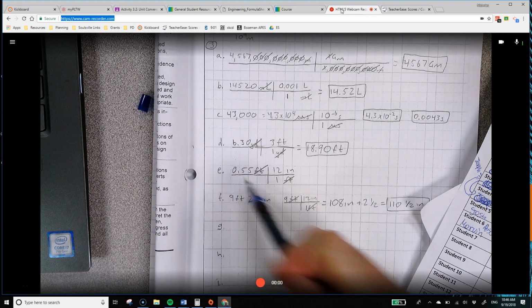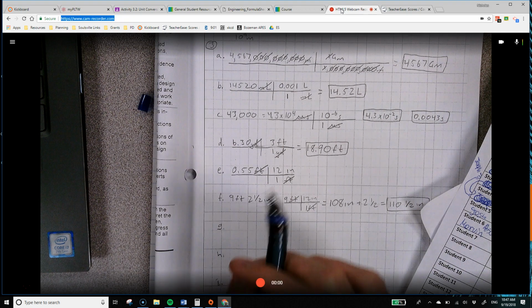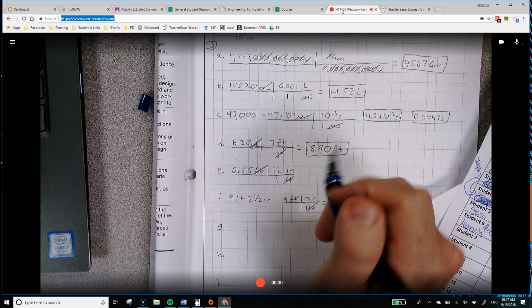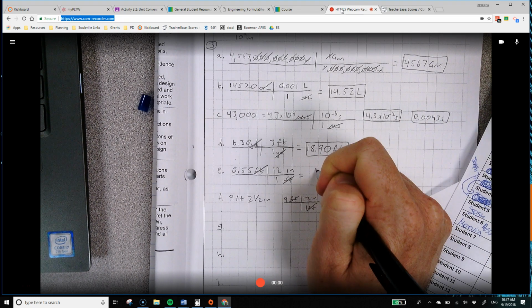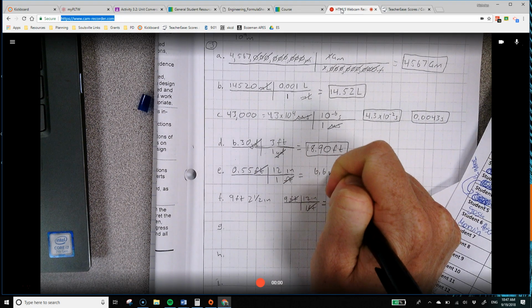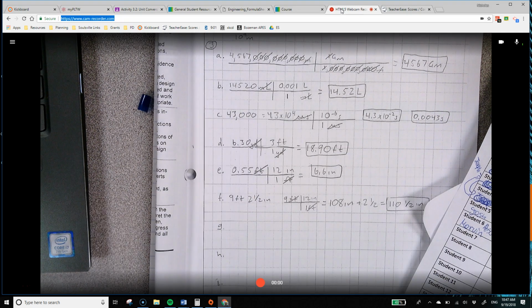Cross out feet. I say 0.55 times 12. Somebody plug that in the calculator for me. 0.55 times 12 equals 6.6 inches, because inches are my units. And I'm done.